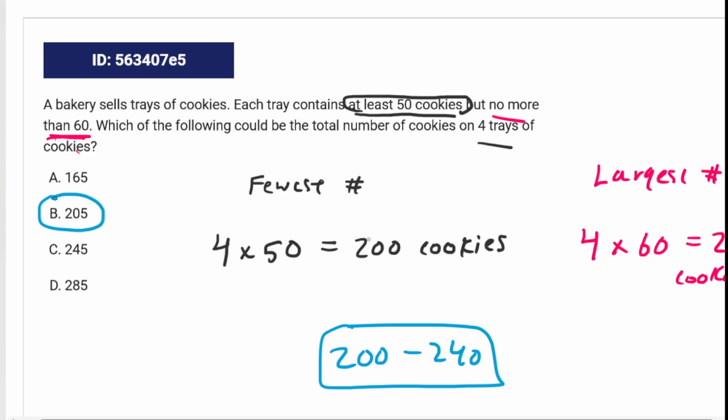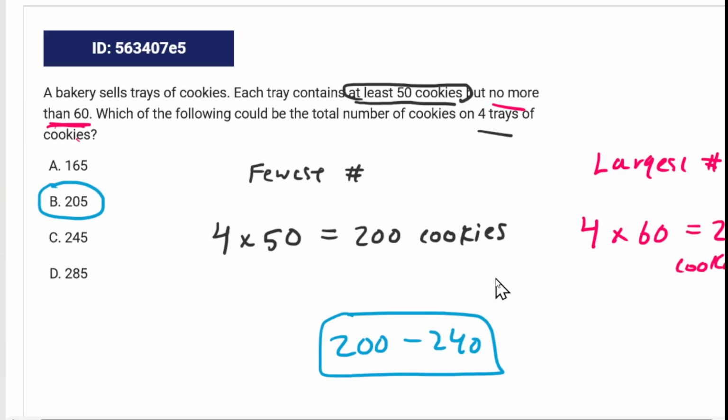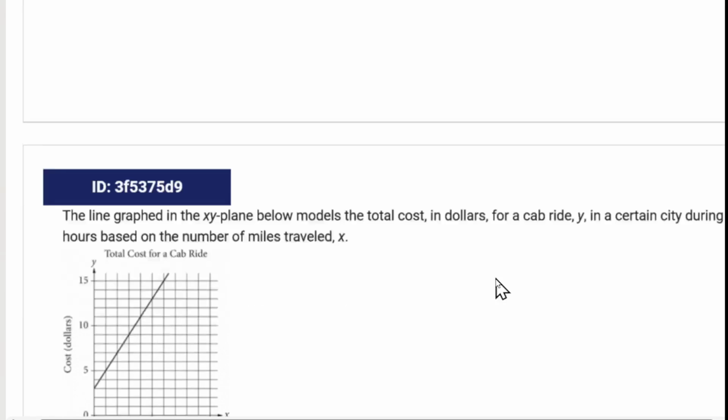So in a problem like that, you have to test the extreme limits, the fewest number, and then also look at the largest number. And then in this case, we just pick the one that's between those two. So we'll move to the next problem.